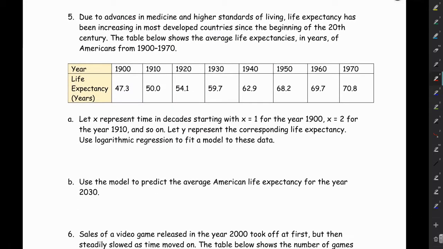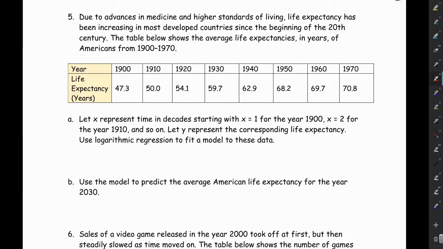All right, number 5. Due to advances in medicine and higher standards of living, life expectancy has been increasing in most developed countries since the beginning of the 20th century. The table below shows the average life expectancies in years of Americans from 1900 to 1970.